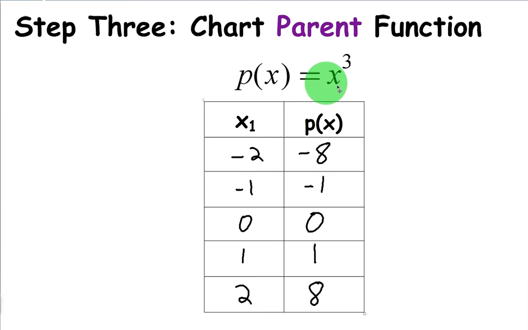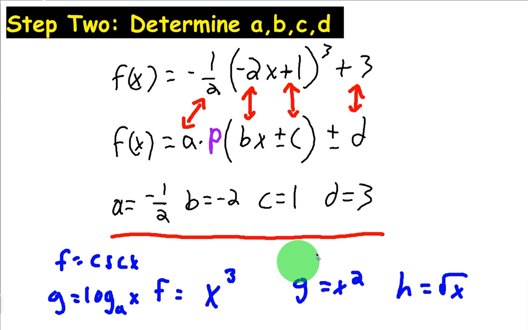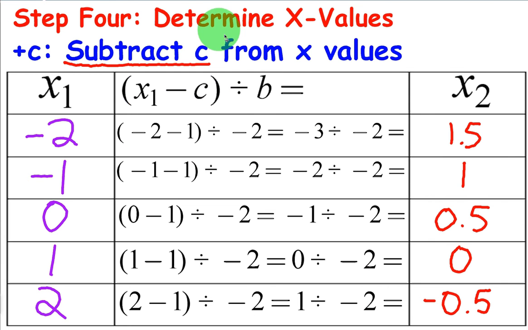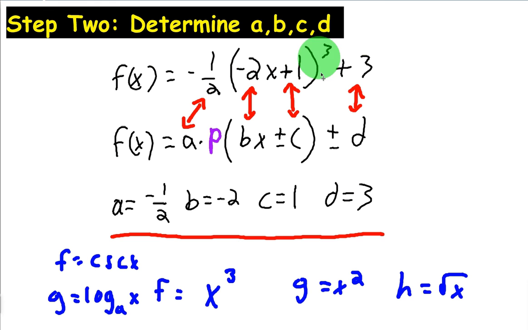Alright, so there we have it. Now, there's only so many parent functions you can have, and again, you're going to be able to identify it just by seeing the special operation that's going on, whether it's a trig function or a square root or whatever. Alright, next up, we're going to determine our x values. Now, I love this lesson because we've already done the hard part. This is the easy part. We've already proven that you're going to subtract c from your x values and divide by b. So, take your parent x values, subtract c from them, and we just determined c was 1, so we're going to subtract 1 from each of these, and then just divide by your b value, which again we determined to be negative 2.